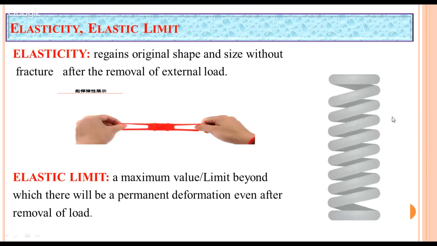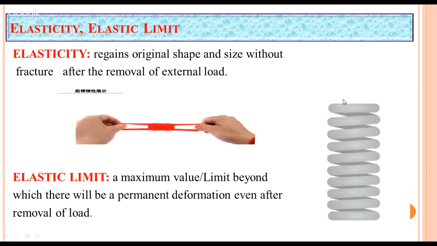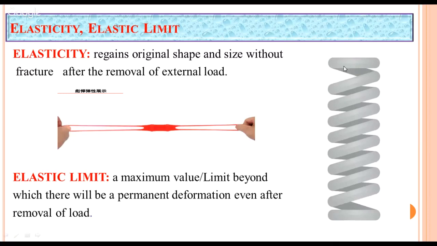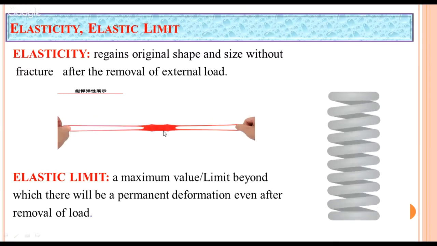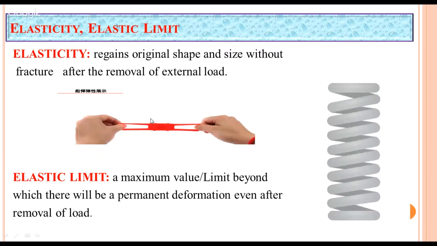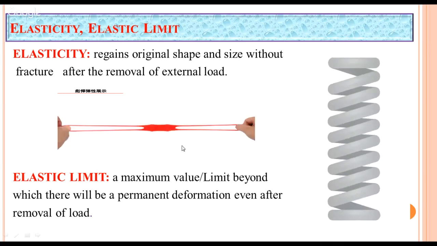So you can see there's some animation here. It is compressed due to external force or by means of anything. After removal of it, it regains its original position. See here, in this case also, the rubber is expanded. After removal of the expansion, it comes back to its original position or size and shape.